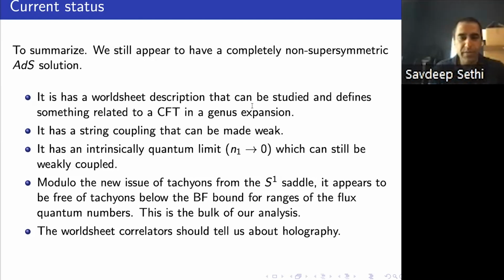It has a string coupling that can be made weak, and it has an intrinsically quantum limit, which I should now modify and say could be perturbatively unstable, depending on the value of N5. That's something we still need to understand better. So modulo this new issue of tachyons from the S1 saddle, it still appears to be free of tachyons below the BF bound for certain ranges of flux quantum numbers. And that's the bulk of the story. And hopefully, again, the worldsheet correlators will teach us something about holography. I should end here. Thank you for your patience.